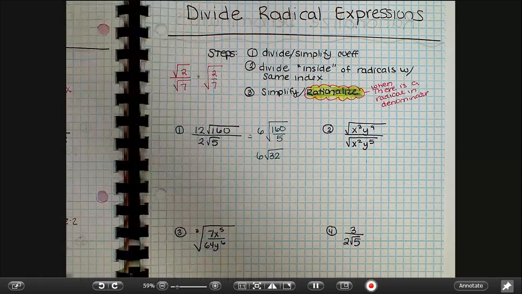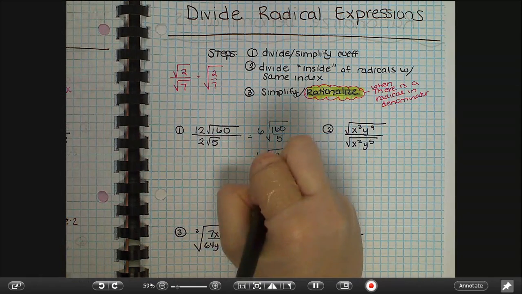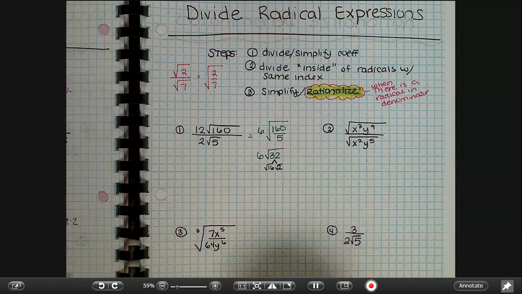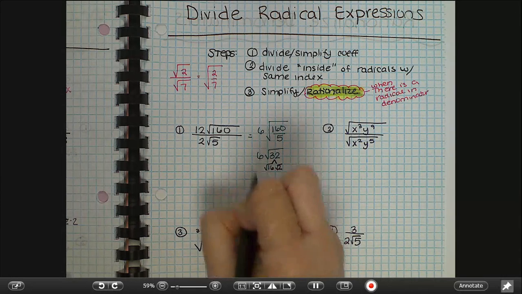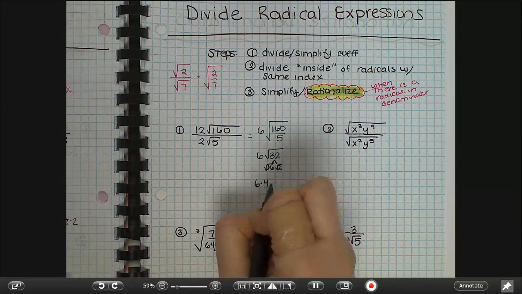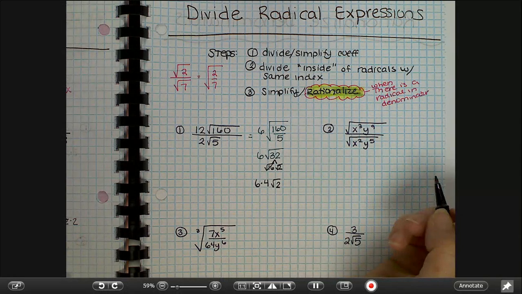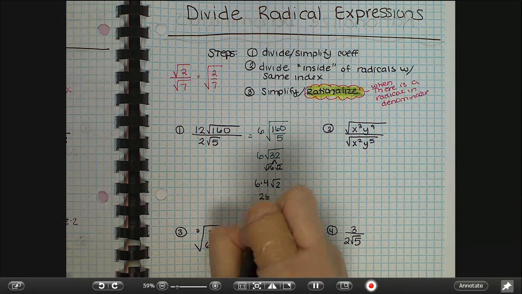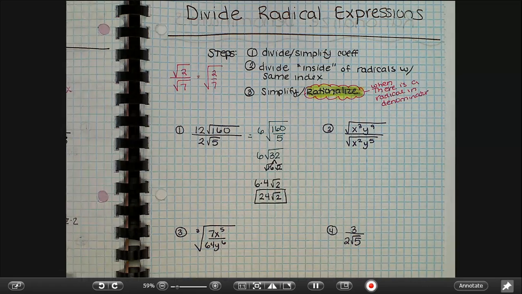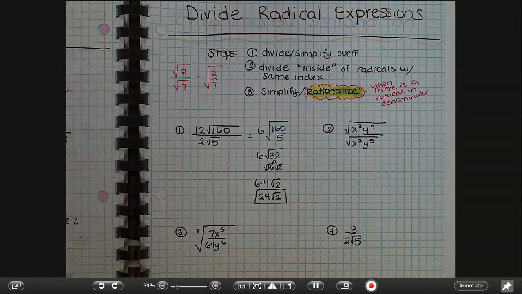At that point, you're going to simplify the inside. So that's going to be 16 times 2, which remember is the square root of 16 times the square root of 2. The 6 from here, outside, the square root of 16 is 4 and root 2. So that's going to be 24 root 2 for the final answer. And that's the simplest version of how to do it. Let's look at the next one.